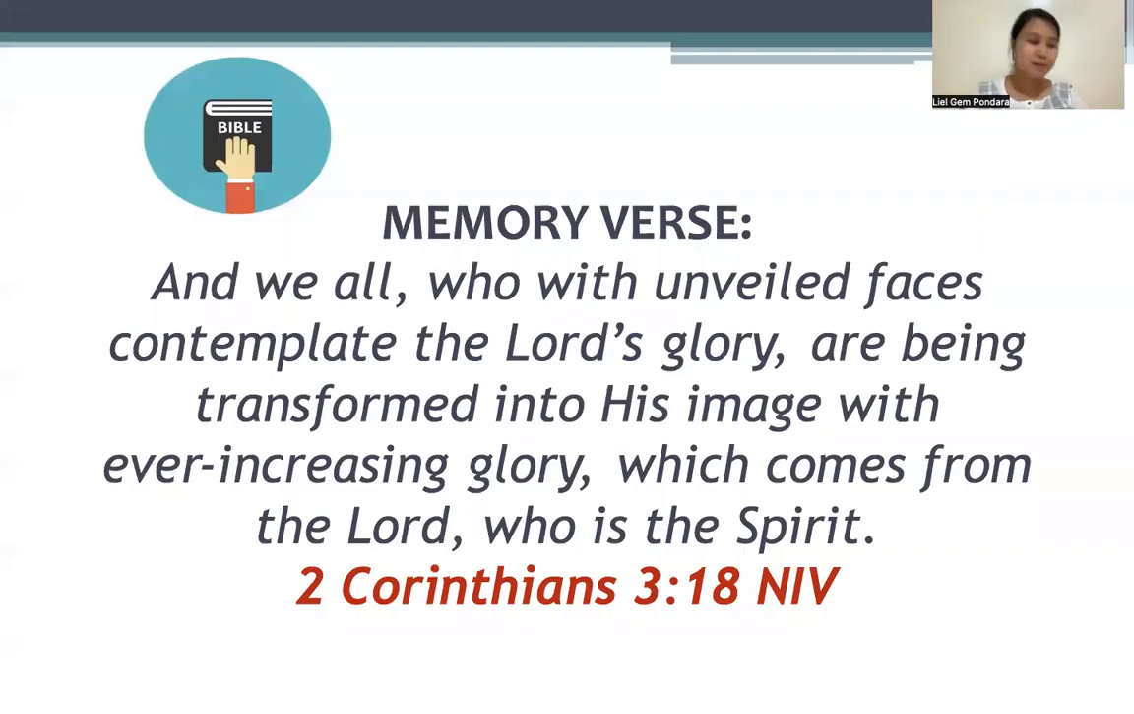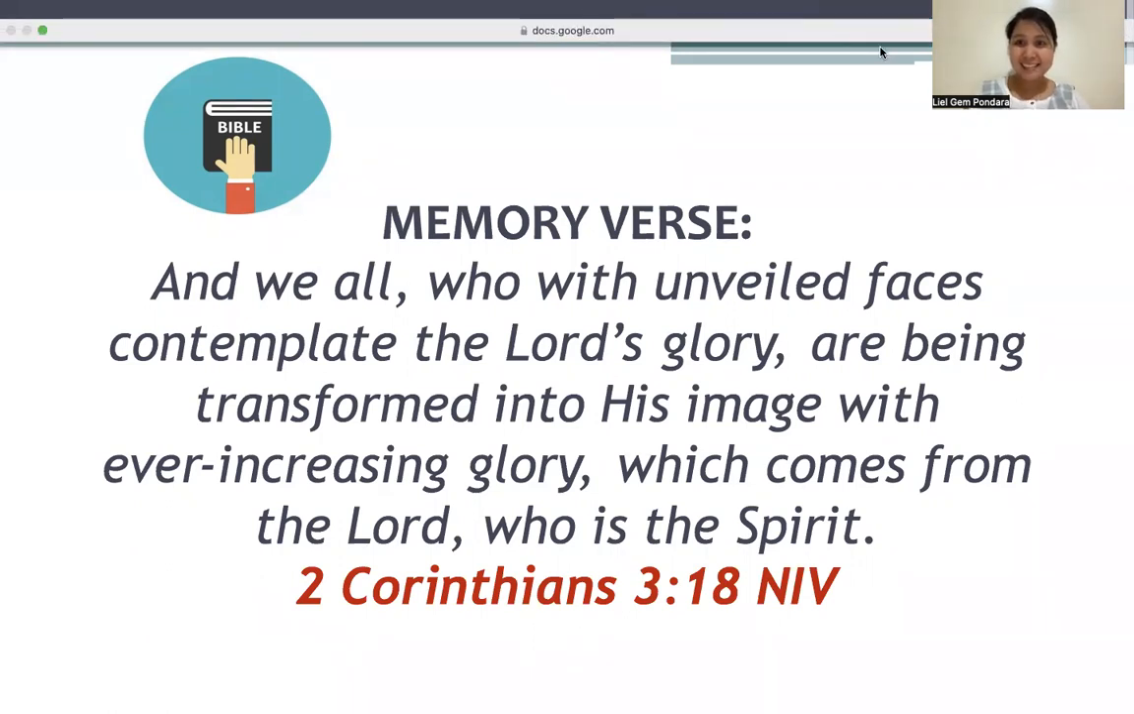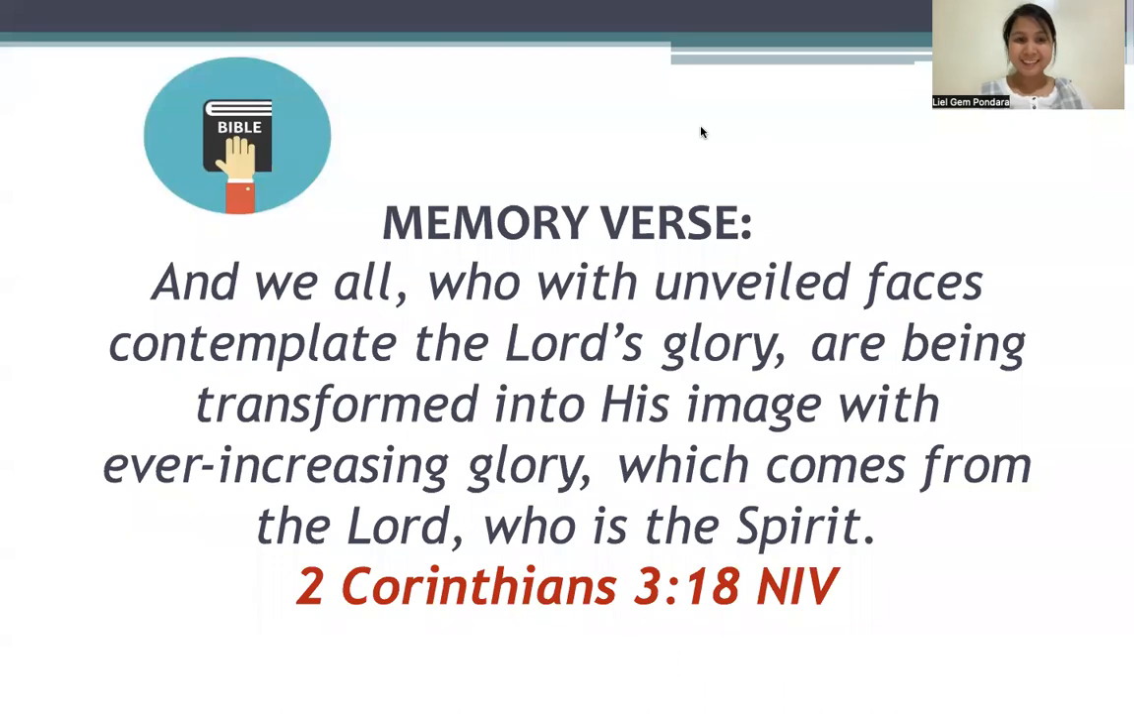We start by reciting today's memory verse. It's found in 2 Corinthians, chapter 3, verse 18. It says, "And we all who with unveiled faces contemplate the Lord's glory are being transformed into his image with ever-increasing glory, which comes from the Lord, who is the Spirit."